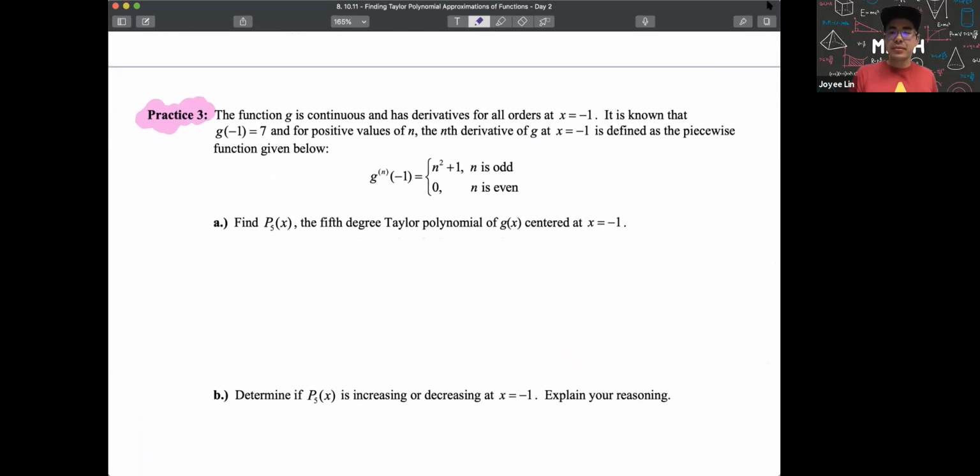This one's with a piecewise function. It's the same idea here though. You just need to know if you get an odd number, you plug in the top. If you plug in an even number, it's just not going to exist.